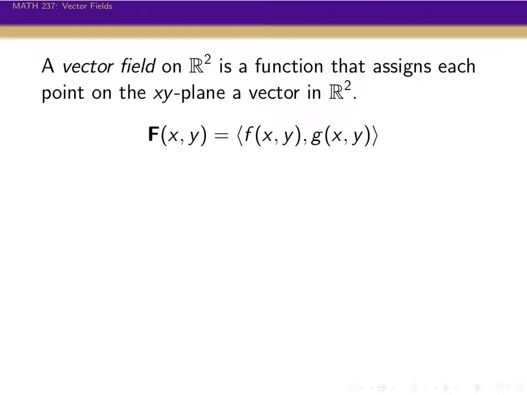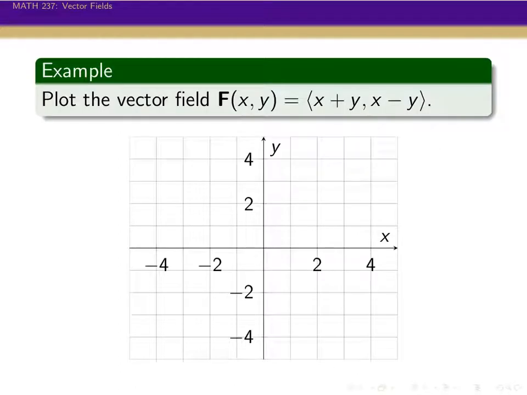Okay, so a vector field. We're going to be focusing on two-dimensional vector fields, but you can do 3 or 4-dimensional vector fields, or however many dimensions you want. The analogs to this are exactly what you'd expect them to be. For a vector field on R2, it's a function that takes every point on the xy plane and assigns it a vector from R2. So it takes in 2 variables and spits out a 2-dimensional vector. Let's jump right into an example.